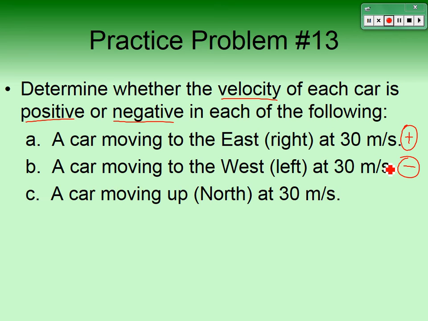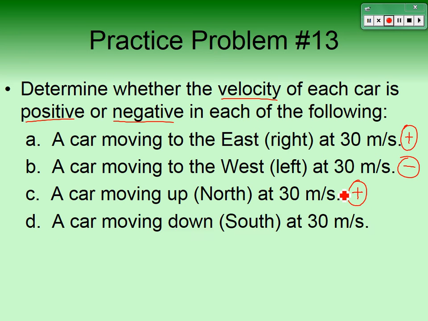C, a car is moving up or to the north at 30 meters per second. That's also positive. It's going up. In physics, up is positive. Okay, D, a car is moving down south at 30. So in physics, when you go down, that's negative. So just remember, if you go to the right, it's positive. If you go to the left, it's negative. If you go up, it's positive. If you go down, it's negative.